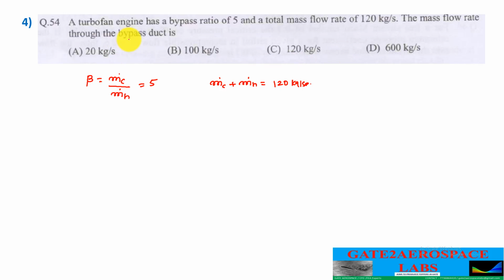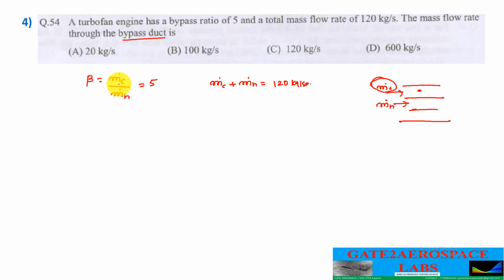The question asks for the mass flow rate through the bypass duct. For a turbofan engine, we know that there are two flow streams. One is the main stream, that is the hot stream, and one is the cold stream. So they're asking us to find out the flow through the bypass duct. This is the bypass duct, so we have to determine the mass flow rate of the cold stream.